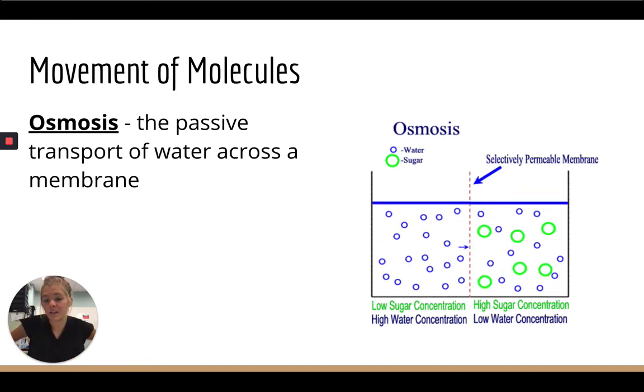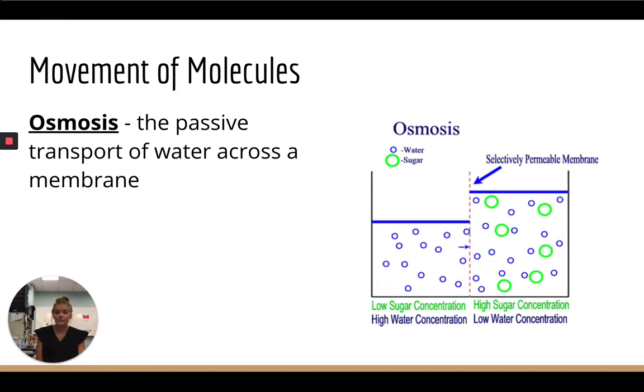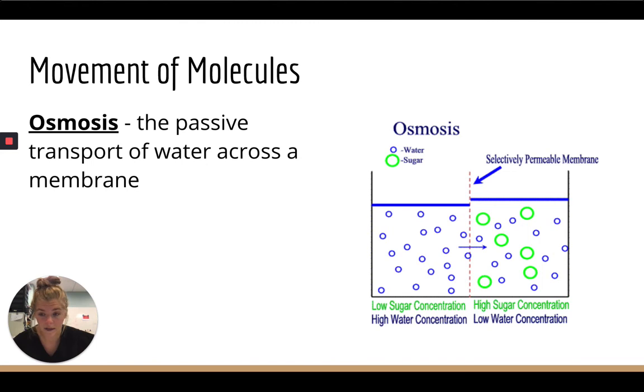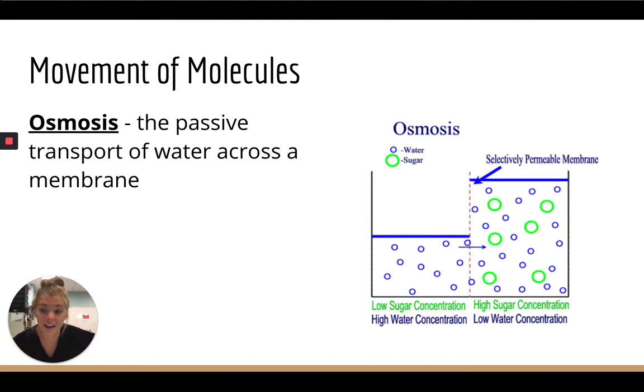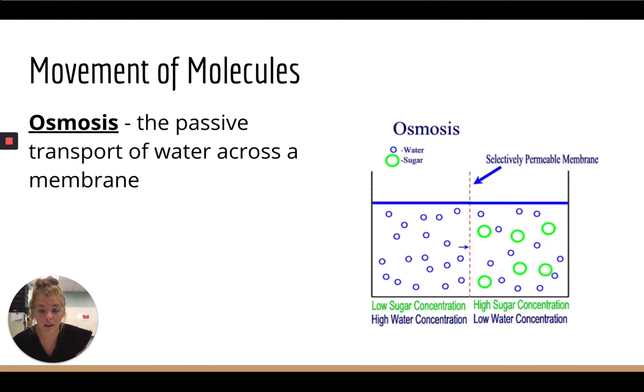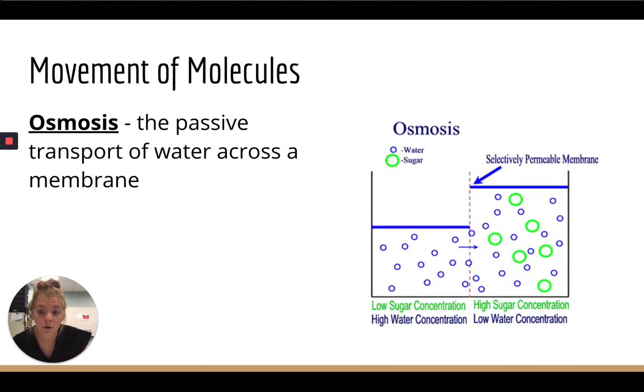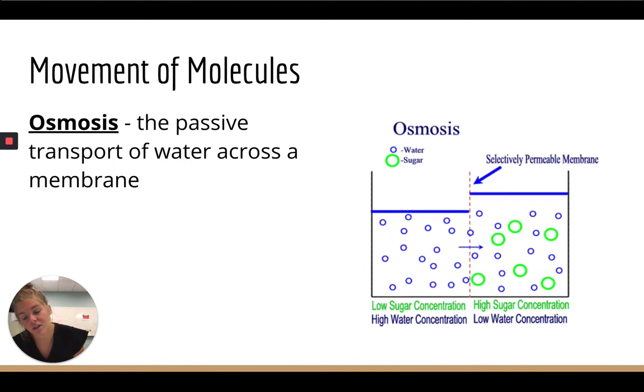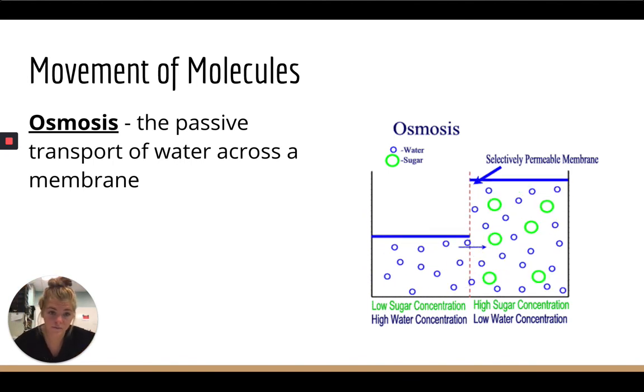Another type of movement is what's called osmosis. Osmosis is just the movement of water. Diffusion is the movement of anything. Osmosis is specifically the movement of water across a membrane. And of course, that water is going to go from a concentration of high to low.